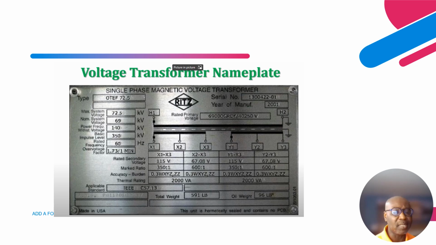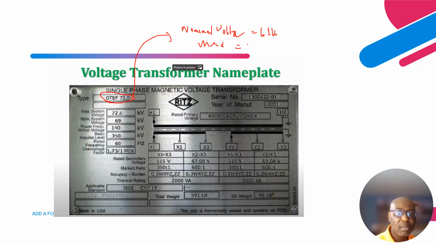Okay. So basically, like I indicated, we have a type, right? So this is the type. So 72.5, right? So that tells you that the nominal voltage is 69 kV, and the maximum is 72.5 kV.